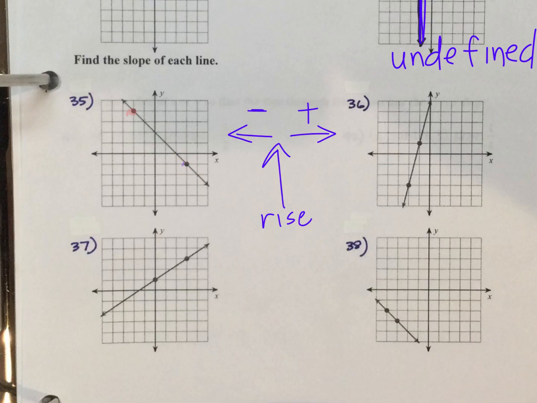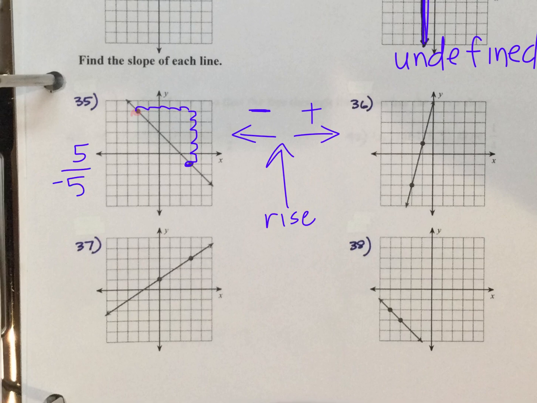Okay, so I've got to rise first. 1, 2, 3, 4, 5. So I rose 5, and I'm going to run 1, 2, 3, 4, 5. I ran 5, and it's negative. So the slope of this line is negative 5 over 5. If you were to type that into your calculator, it would tell you negative 1. Both answers I will accept as right.